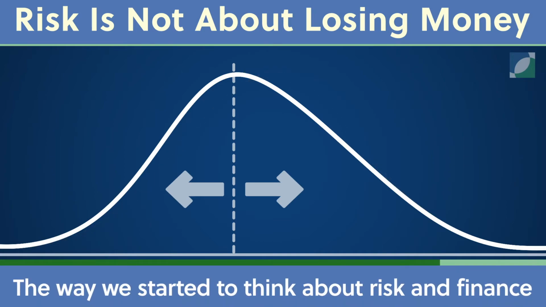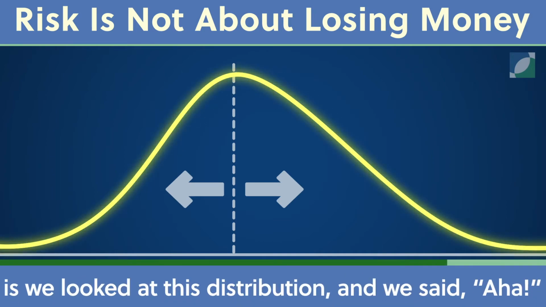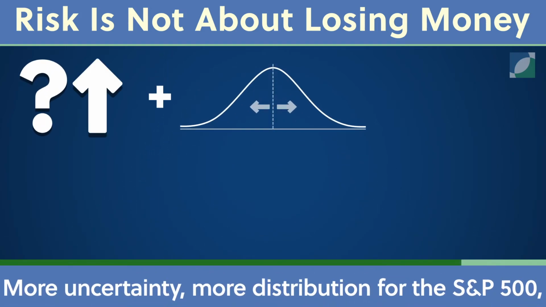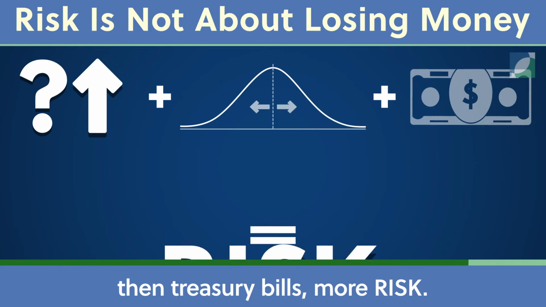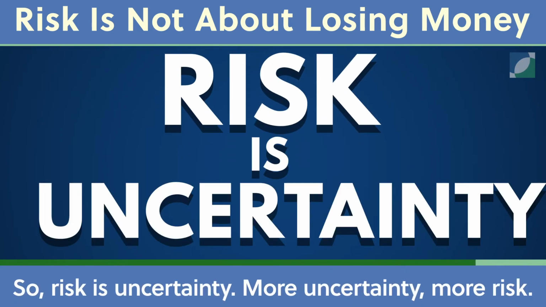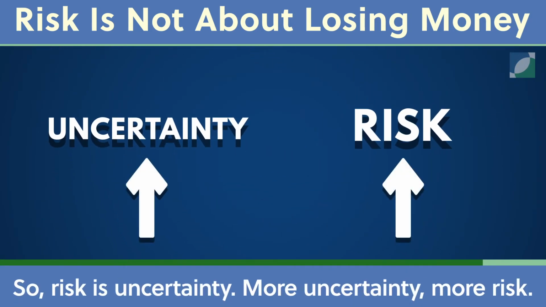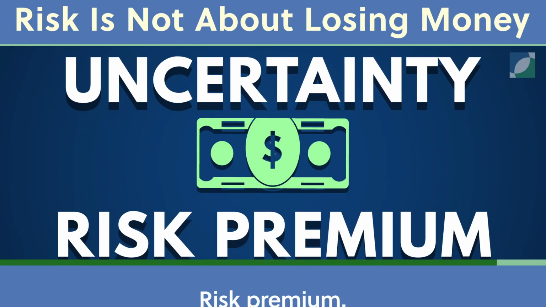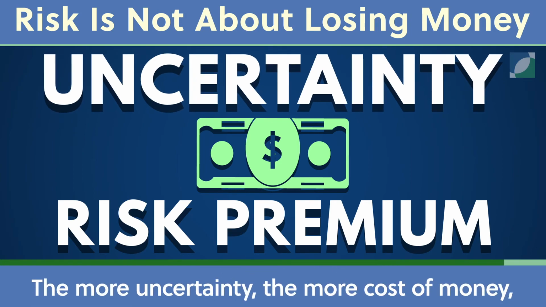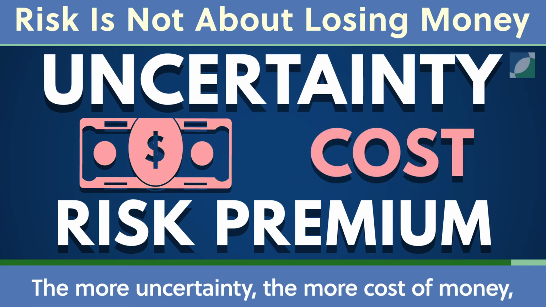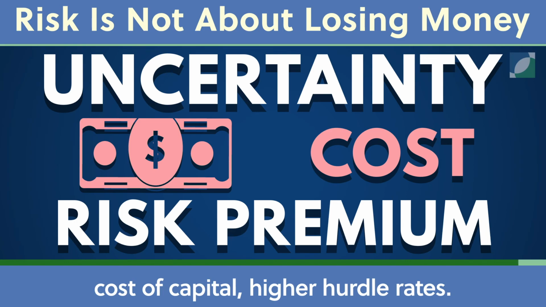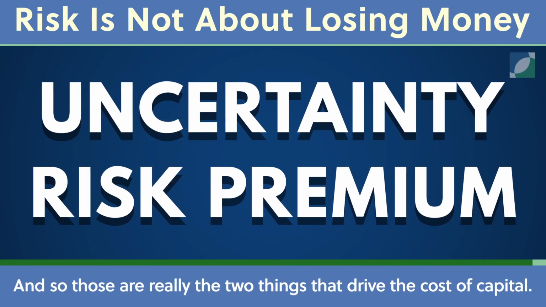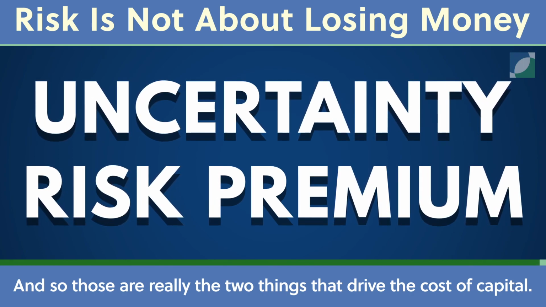The way that we started to think about risk in finance is we looked at these distributions, we said, aha, more uncertainty, more distribution for the S&P 500 than treasury bills, more risk. So risk is uncertainty, more risk. Number two, for this uncertainty, I should get paid for that, risk premium. The more uncertainty, the more cost of money, cost of capital, higher hurdle rates. And so we started to look at risk premiums. And so those are really the two things that drive the cost of capital.